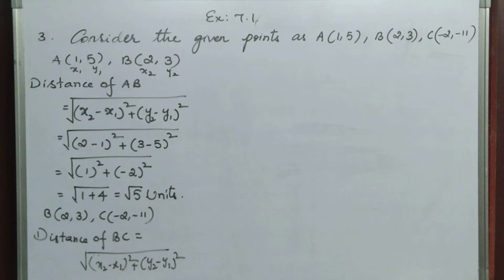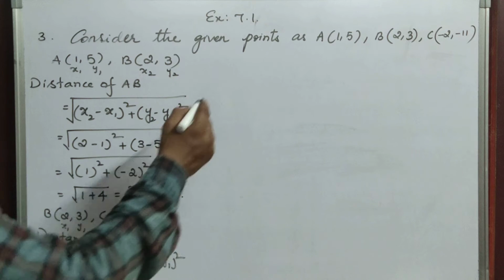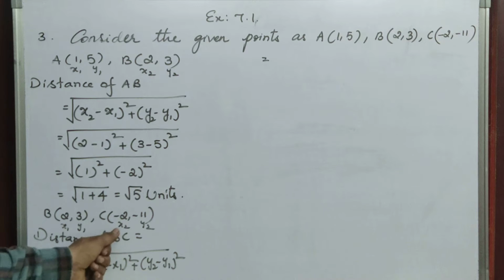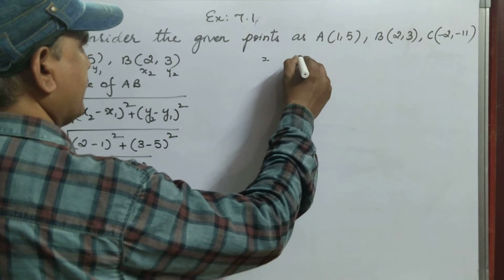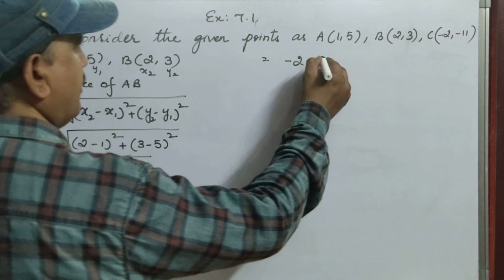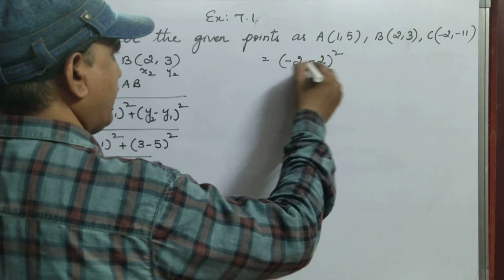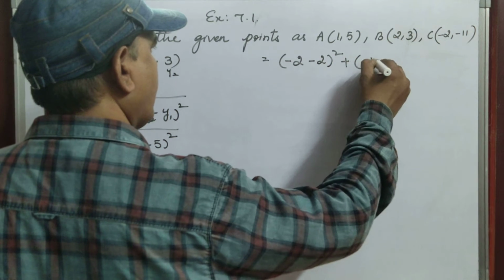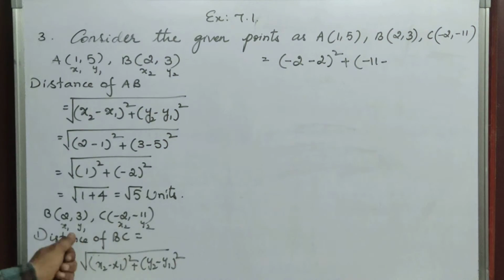Now what are x2 and x1? First point out like this: x1 y1, x2 y2. Now x2 minus x1: x2 is minus 2, minus x1 which is 2, so minus 2 whole square, plus y2 minus y1: y2 is minus 11, minus y1 which is 3.